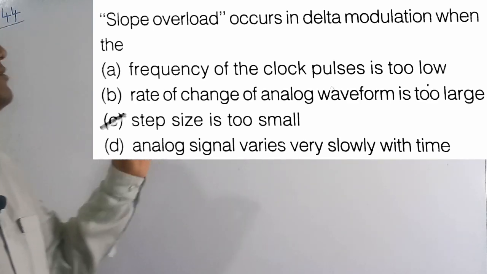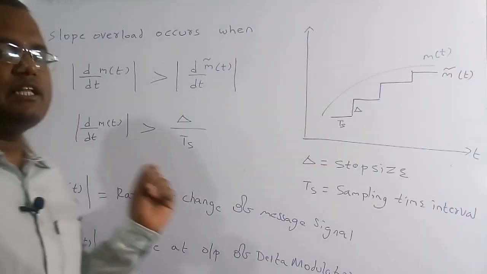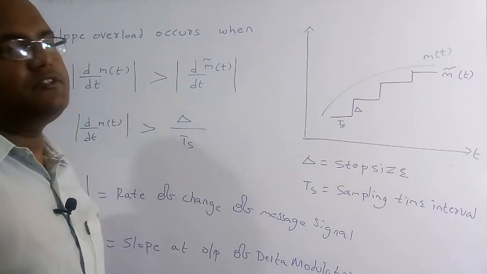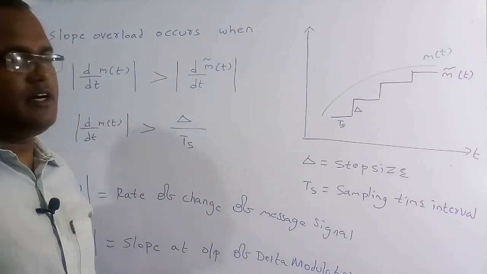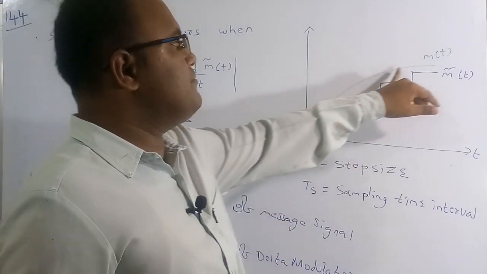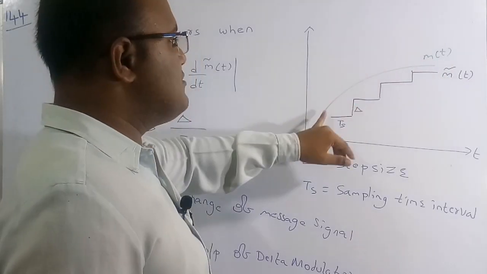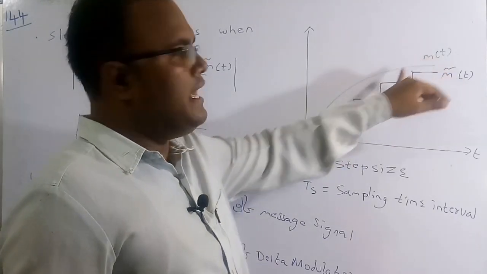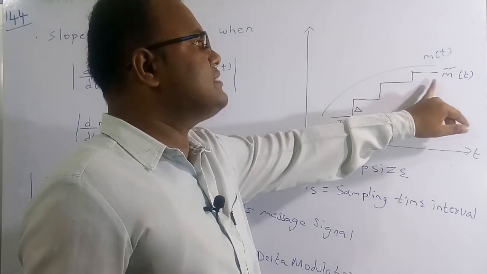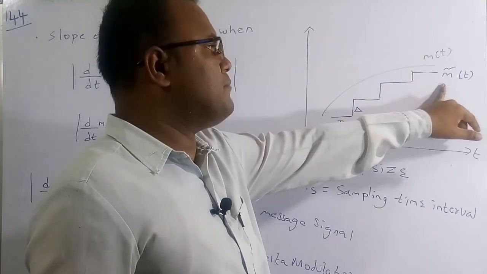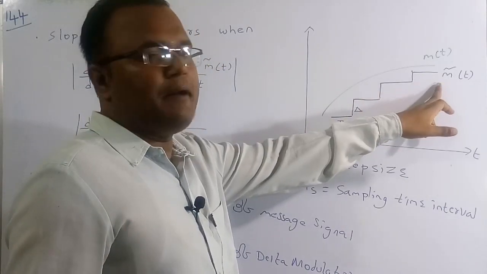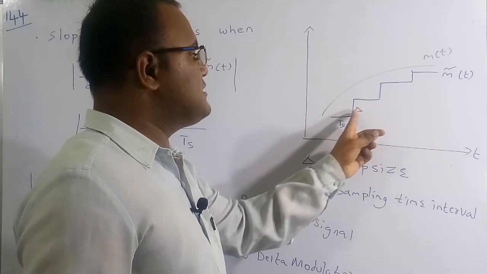So let's discuss something more about this one. In this question they are asking at what condition slope overload is going to occur in this delta modulator. So if you see carefully here, suppose this is called a message signal. This is the message signal which is input to a delta modulator, and this is the output of the delta modulator, or we can also call it a staircase waveform, which is m cap of t. So here I want to know the slope of this m cap of t or staircase waveform, which is delta by ts.